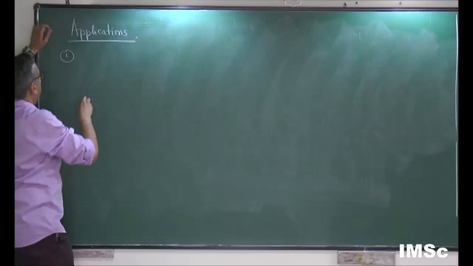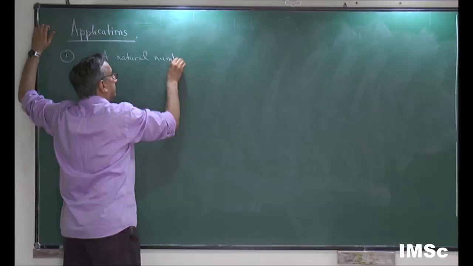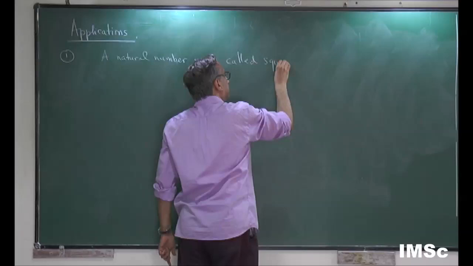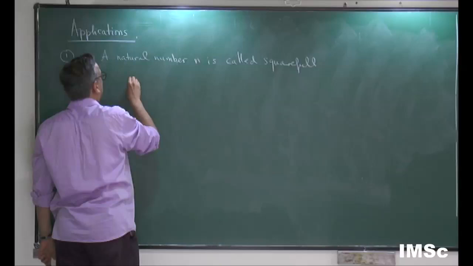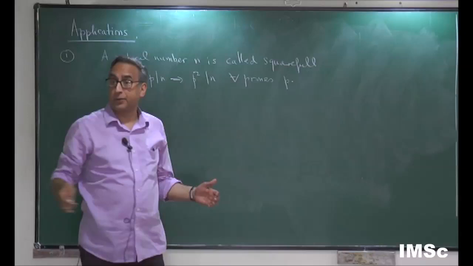to count squareful numbers. A natural number is called squareful if p divides n implies p squared divides n for all primes p. In other words, when I factorize the number as a product of prime powers, all the powers are two or more.